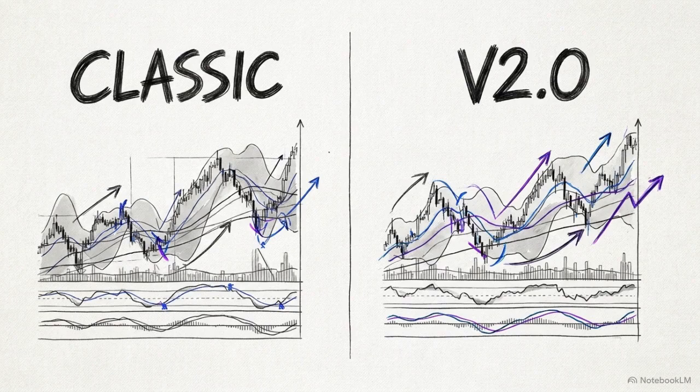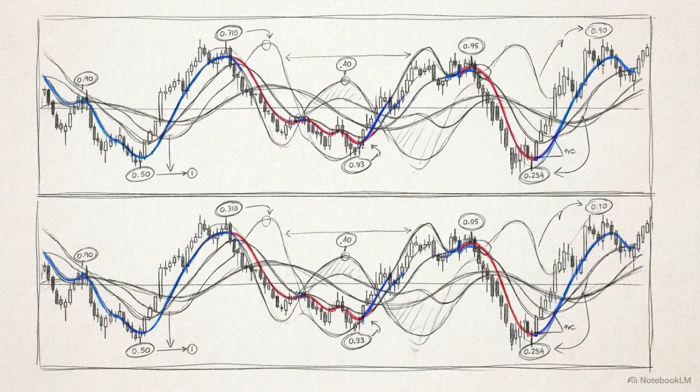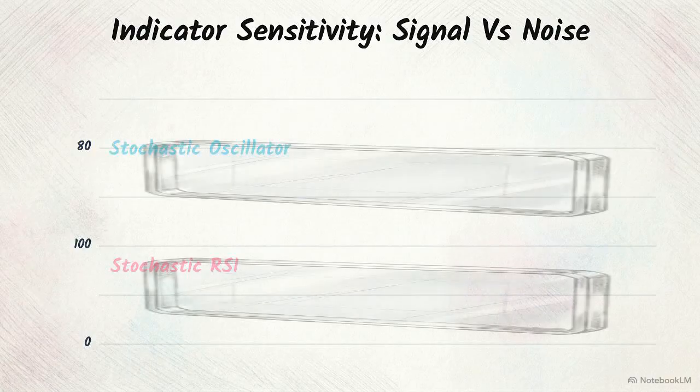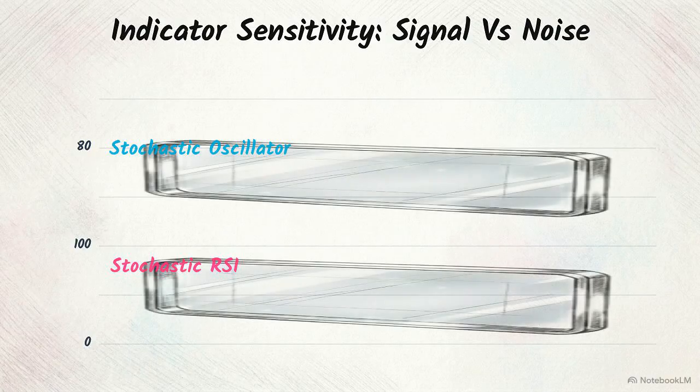Two of the most common culprits behind this confusion are the standard Stochastic Oscillator and the Stochastic RSI. Because they share a name, traders frequently assume they do the exact same job. This split-screen chart illustrates the paradox perfectly. Both operate on a 0 to 100 scale, analyzing the same underlying price action.